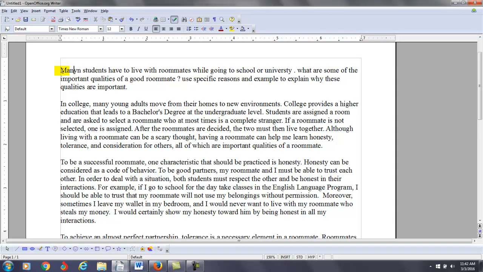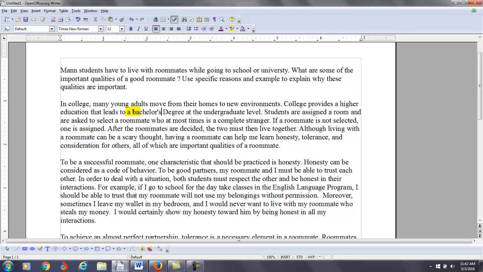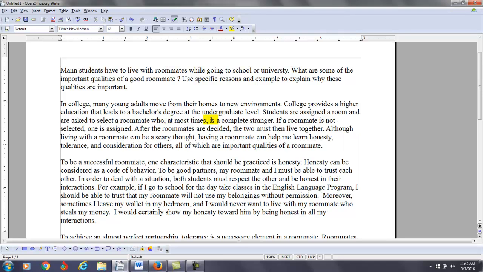Okay, let's edit it one more time. And that's the actual question here. So in college, many young adults move from their homes to new environments. College provides a higher education that leads to a bachelor's degree at the undergraduate level. And I'm not going to capitalize this. Now, if I said a bachelor's degree in biology, then I might. So just use small caps. Students are assigned a room and are asked to select a roommate who, at most times, maybe if we set this apart by commas, is a complete stranger.